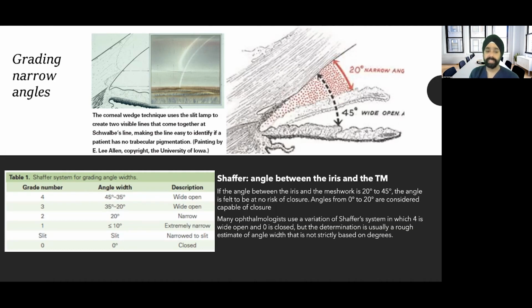And this corneal wedge defect can allow you to understand and see Schwalbe's line. It kind of highlights Schwalbe's line very nicely as well. So that's something you can think about doing when you're trying to understand where Schwalbe's line is. That corneal wedge technique can help a great deal as well.